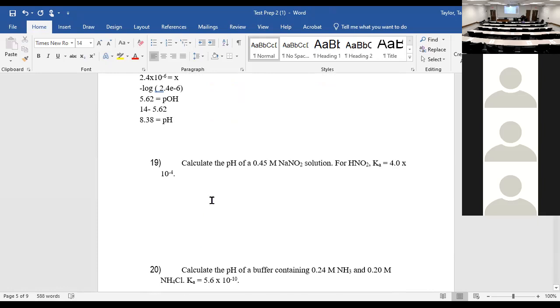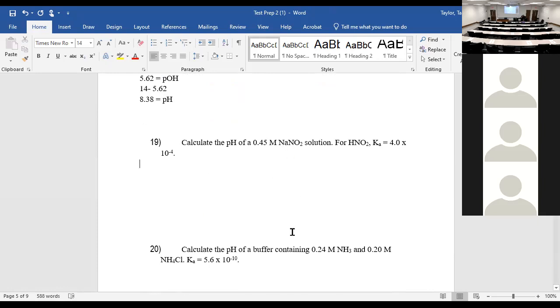Okay, so now let's move on to the next one. Calculate the pH of a 0.45 molar sodium nitrite solution. For HNO2, Ka equals 4 times 10 to the negative fourth. So this is the one where you're given a base and you're given the Ka. And remember, the Ka is for an acid, so we can't necessarily use it. So what we need to do, I believe it should be on here. Where is it? There it is. Yeah, what we need to do is use that Kb equals Kw over Ka formula.